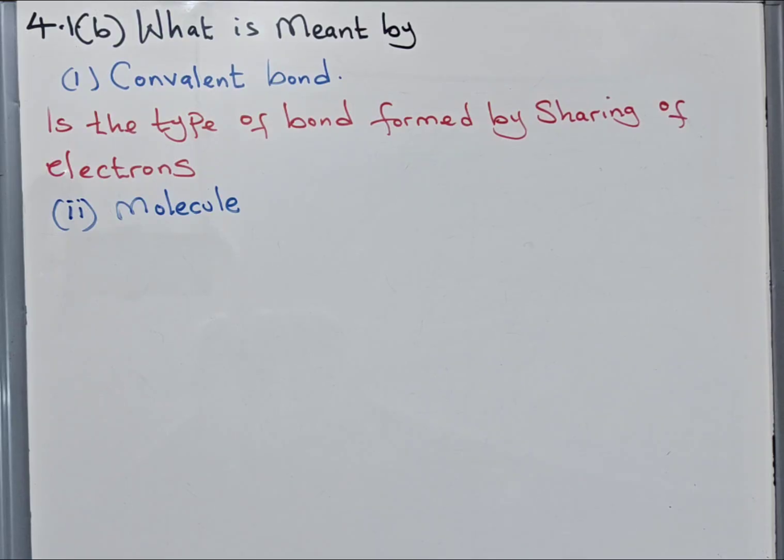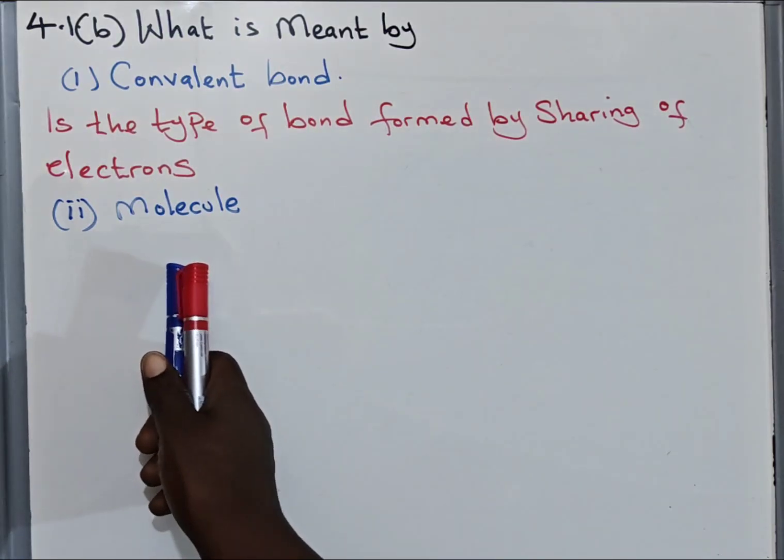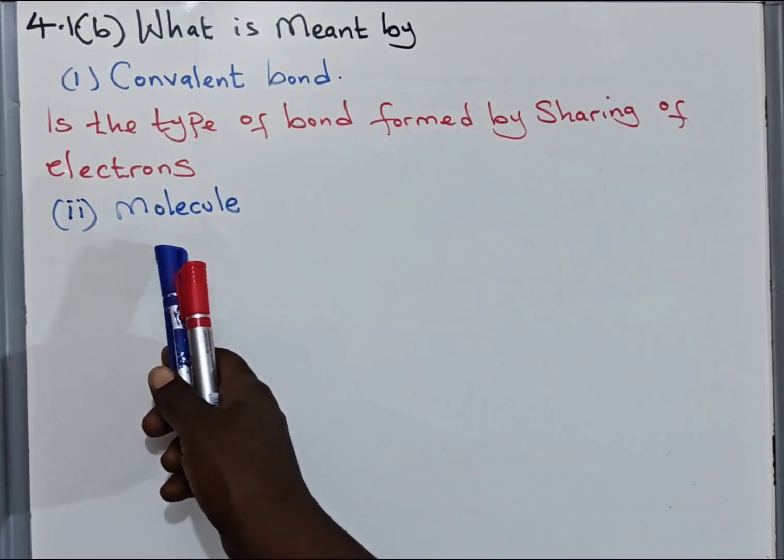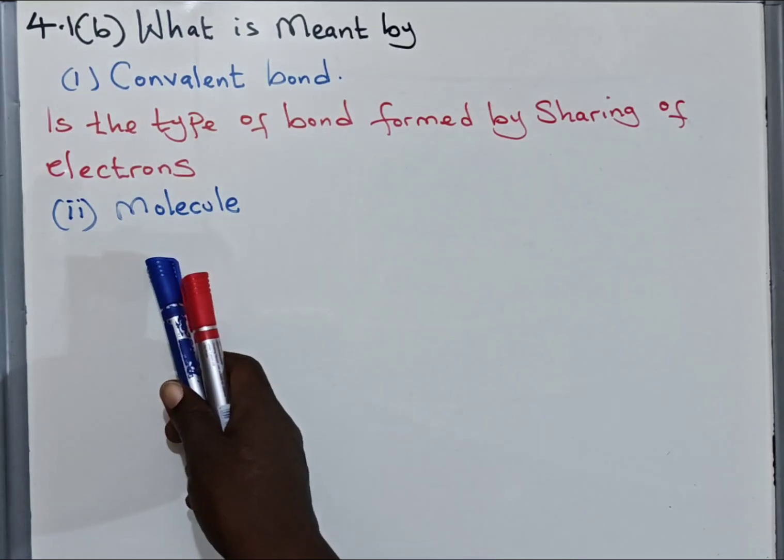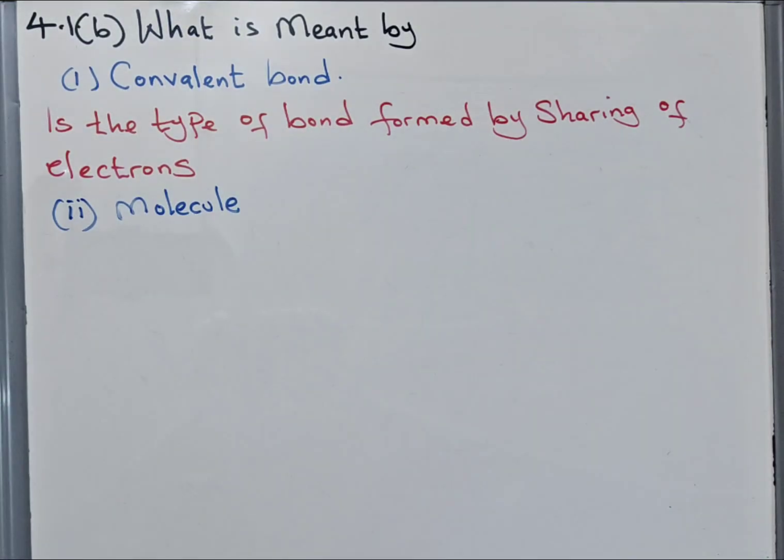We come to this question: what is meant by a molecule? A molecule is a group of two or more atoms covalently bonded together and functioning as a unit.